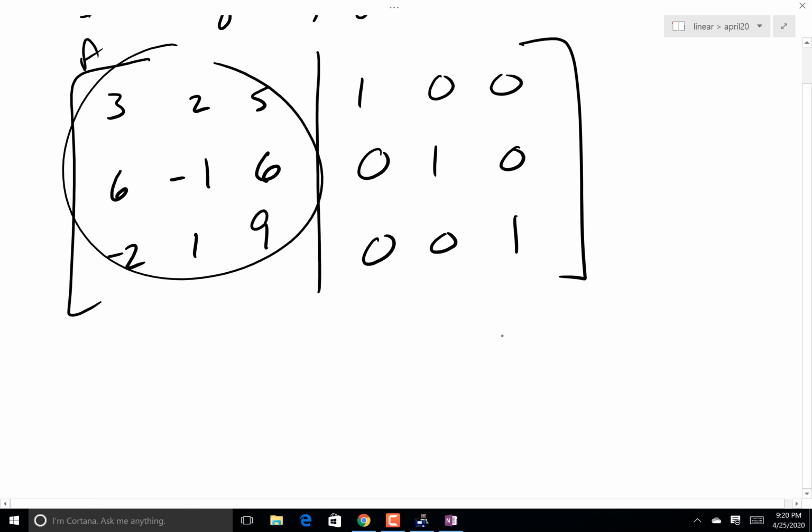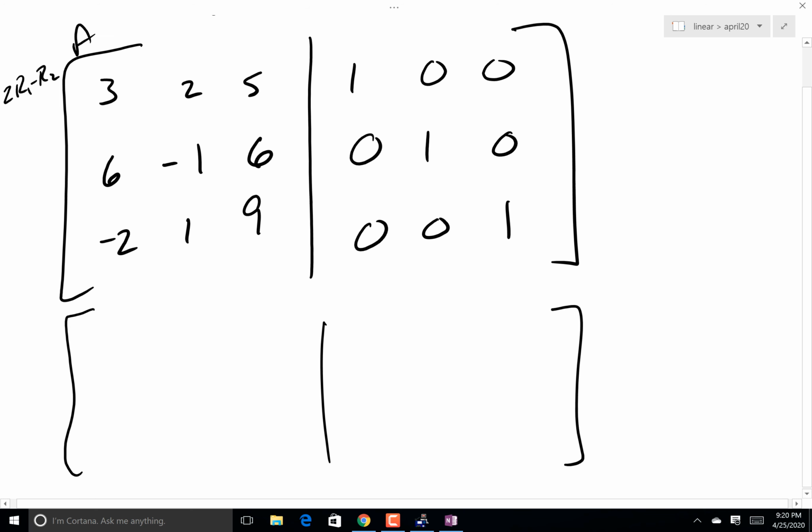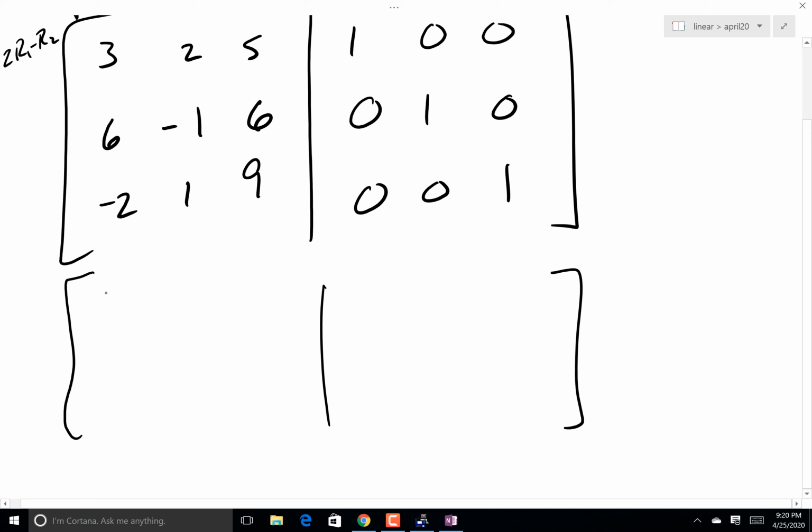Oh, that's gross. Okay, so to get that there, I'm going to take 2r1 minus r2, I guess. So it's going to give us 6 minus 6 is 0. 0, it's going to give me 4 plus 1 is 5, it's going to give me 10 minus 6 is 4, and it's going to give me 2, and it's going to give me -1 and 0.